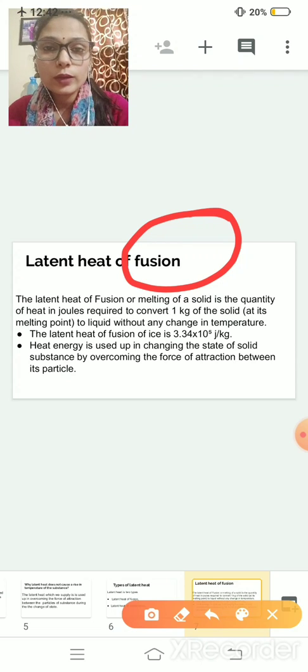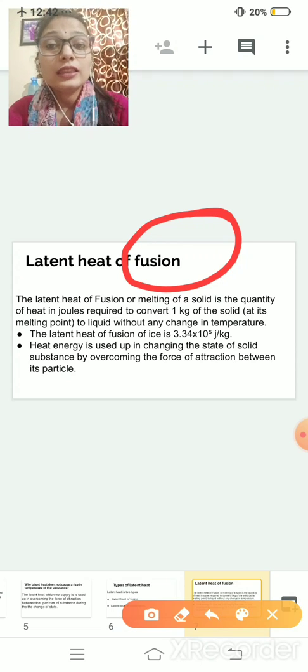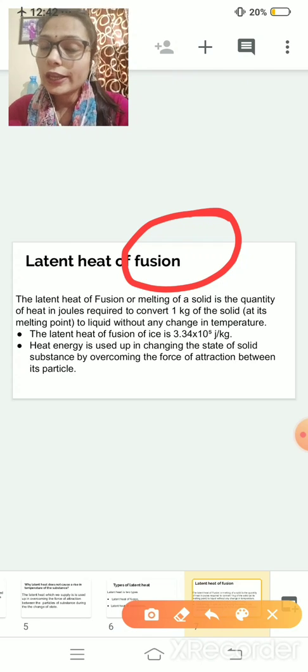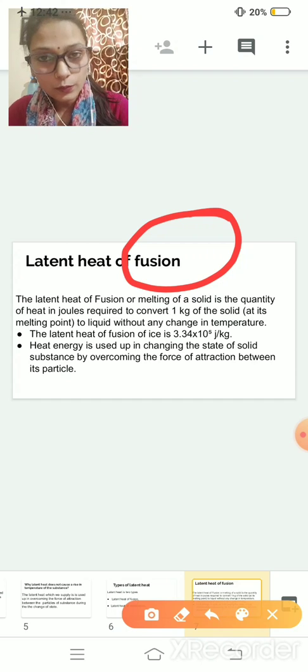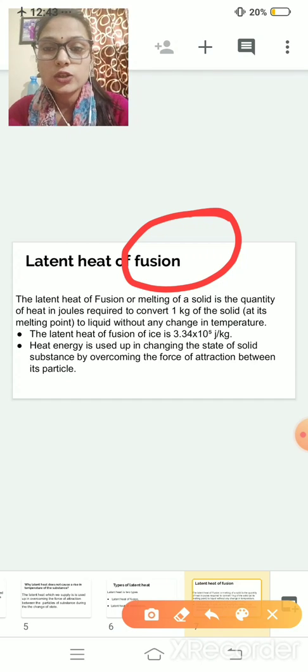So, what do you mean by latent heat of fusion? The hidden heat which converts solid into liquid form, that heat is known as latent heat of fusion.